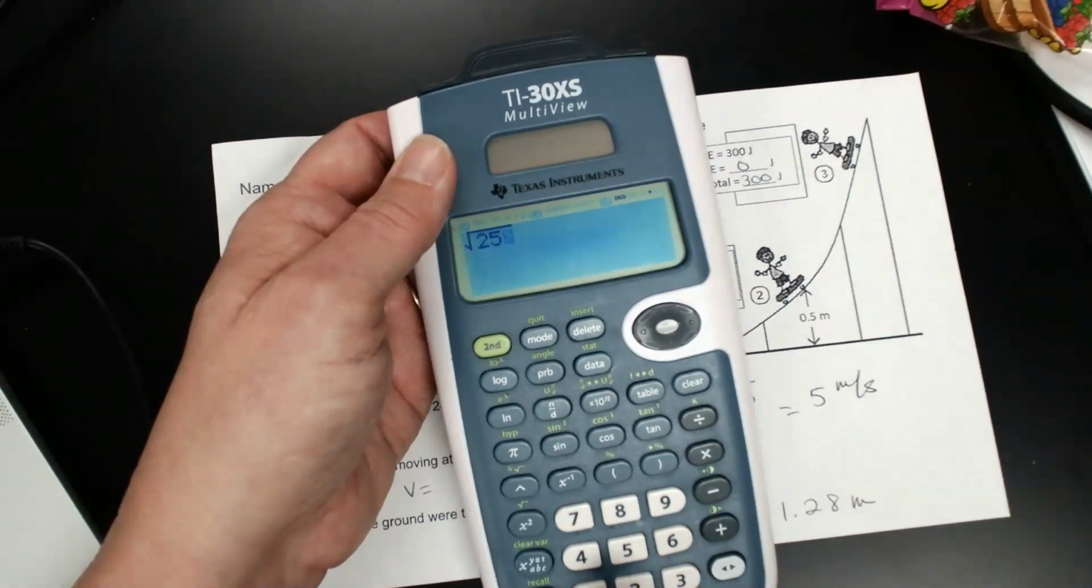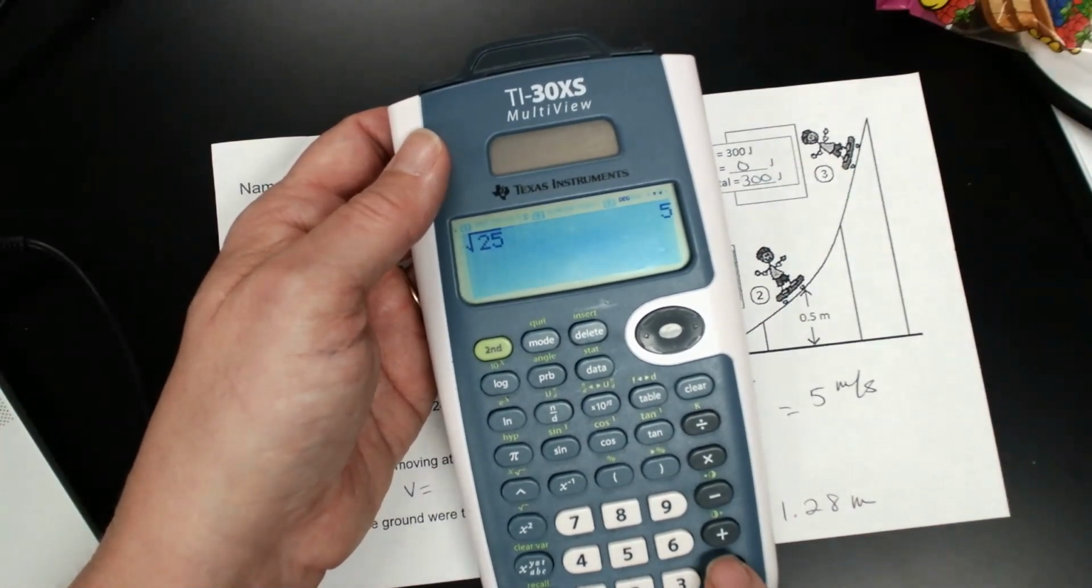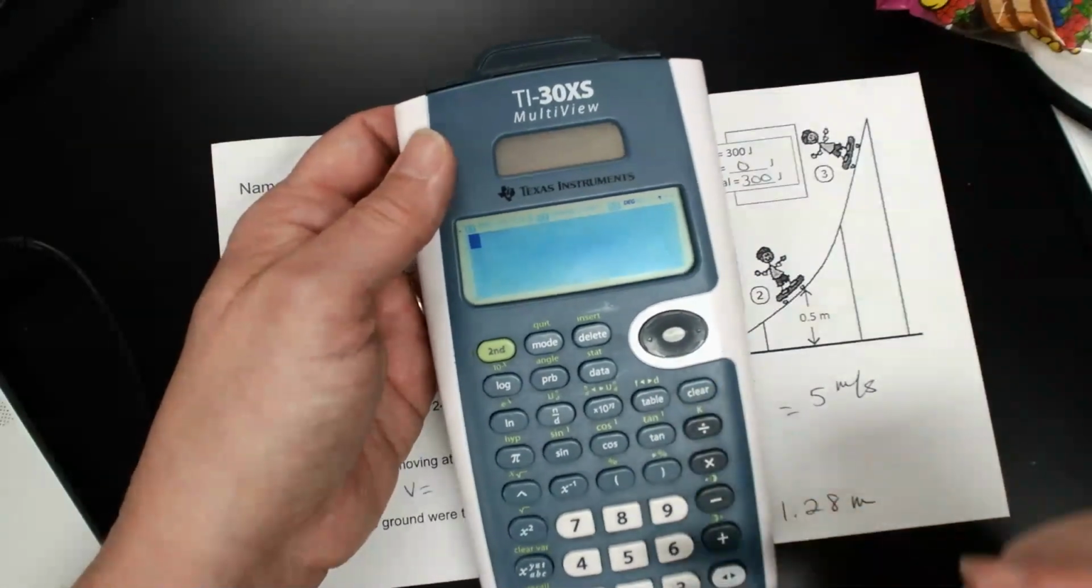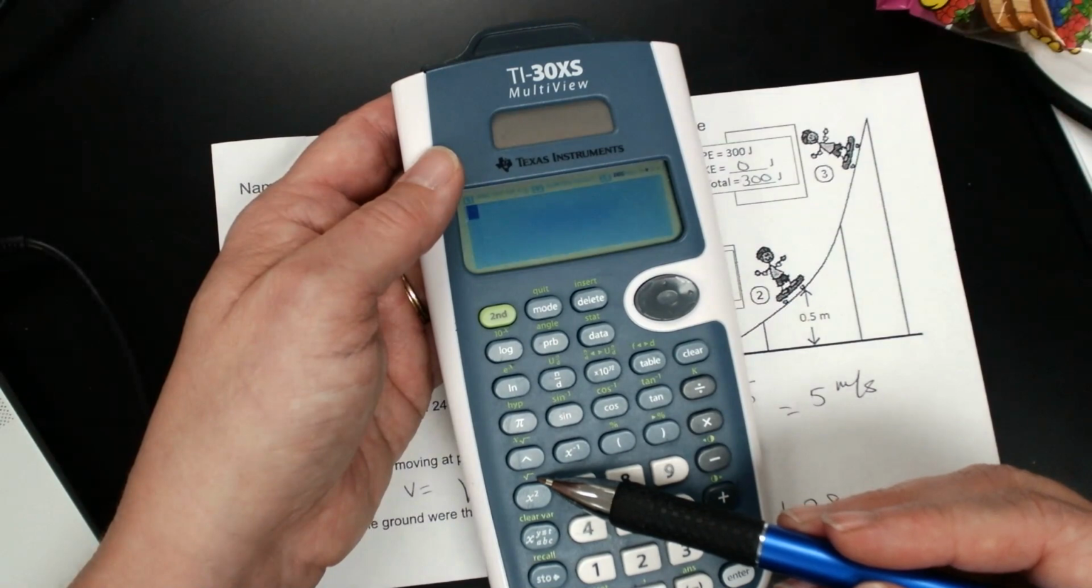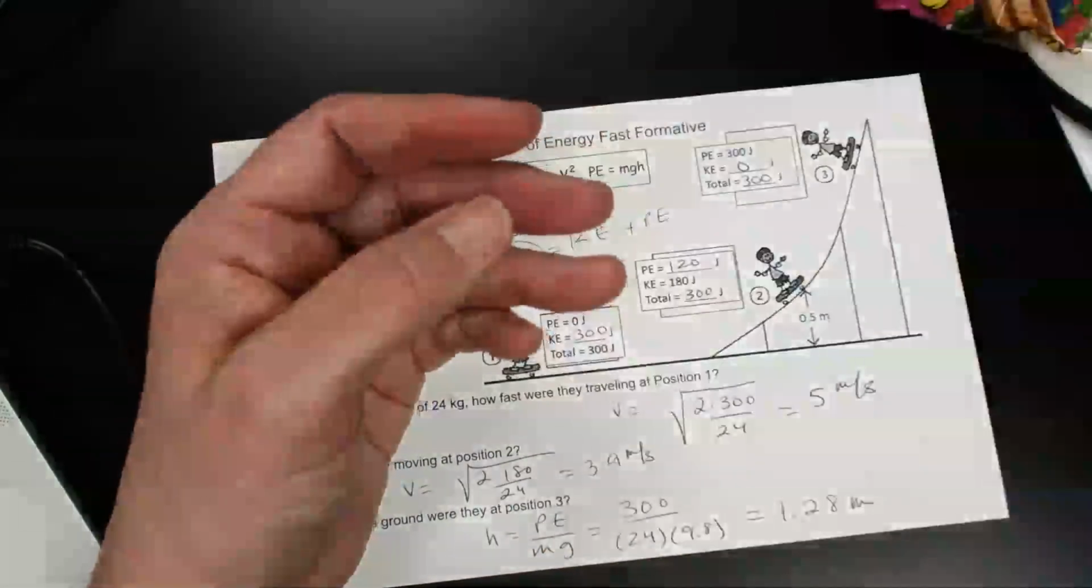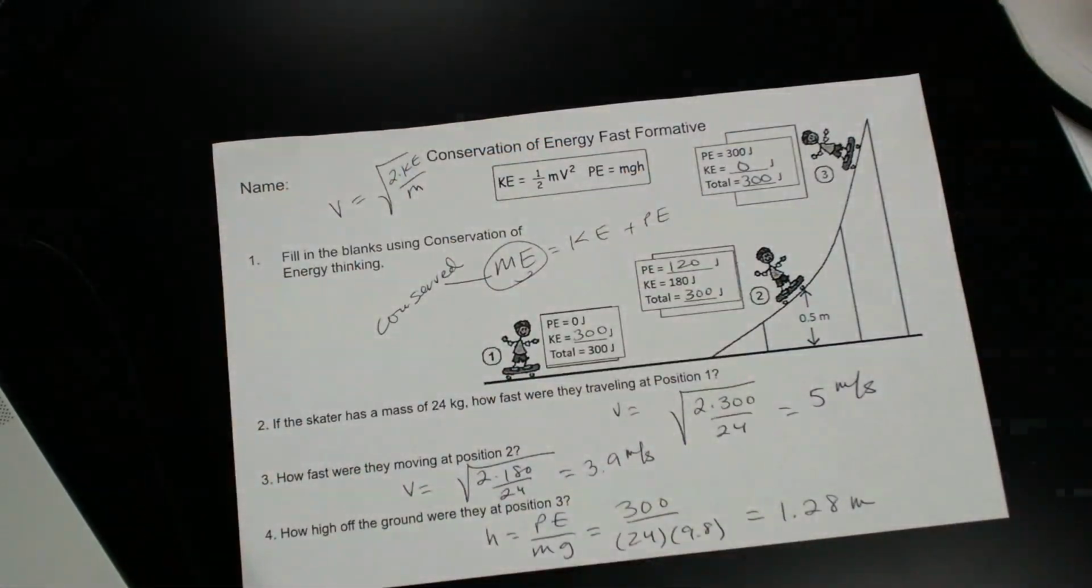I'm going to put it into my calculator and show us that. On your calculator, you want to look for something that looks like this check mark. That's where you go to take a square root. Don't try and do too many functions at once in your calculator.